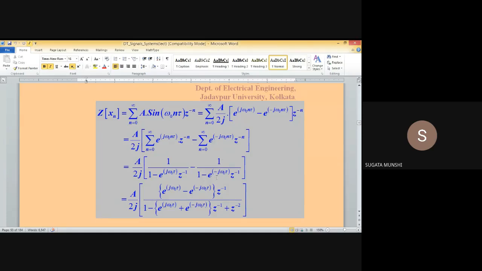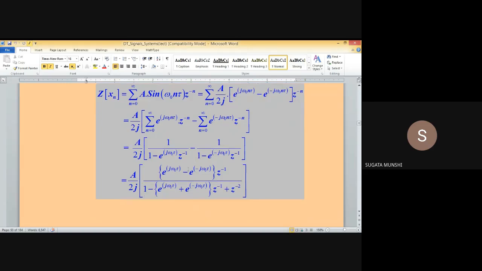Here also, the condition for that summation to converge to this expression is that magnitude of z is greater than magnitude of e to the power minus j omega 0 tau. That is also 1. So magnitude of z is greater than 1 for both these cases. So you simplify it further and obtain that expression, and ROC is magnitude of z greater than 1.